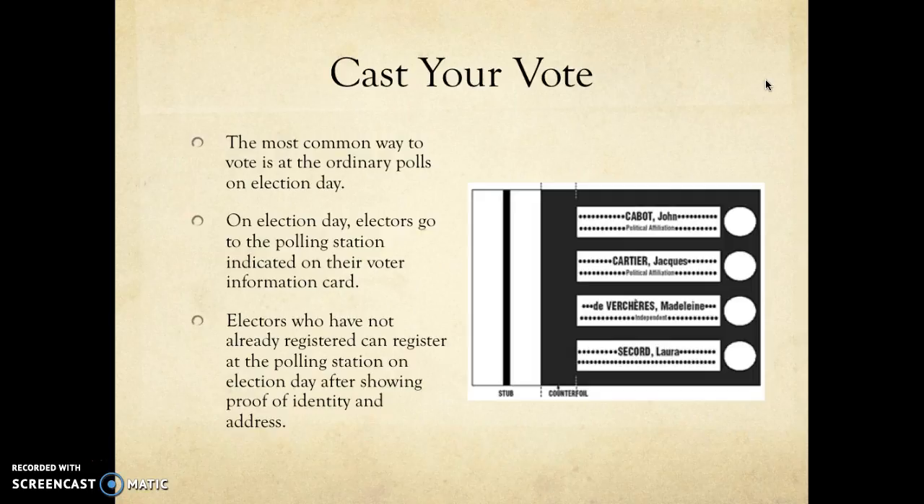Polling stations are open for 12 consecutive hours on election day. The election ballot lists the names of the candidates in alphabetical order, along with each one's political affiliation, unless they choose to have either independent or no affiliation under their name. The voter then takes the ballot behind the voting screen and makes a clear mark in the circle beside the preferred name.